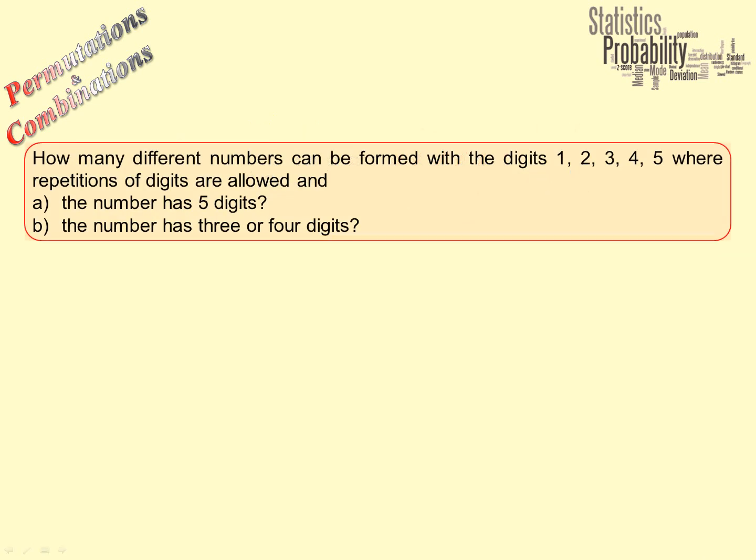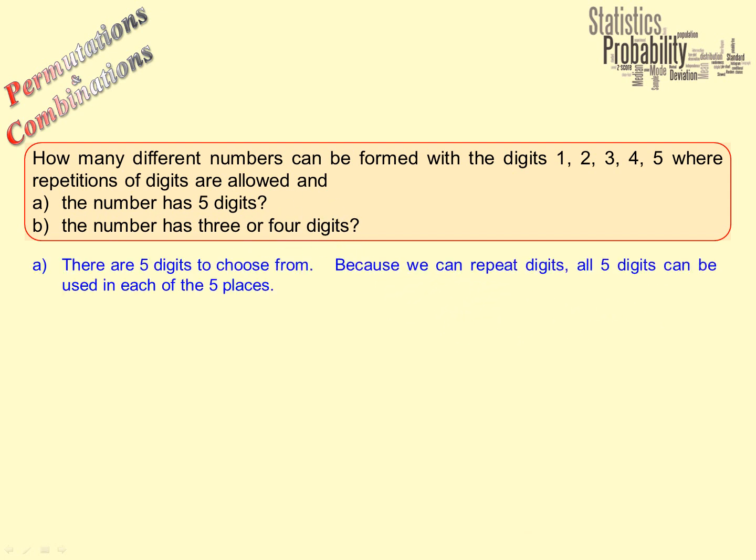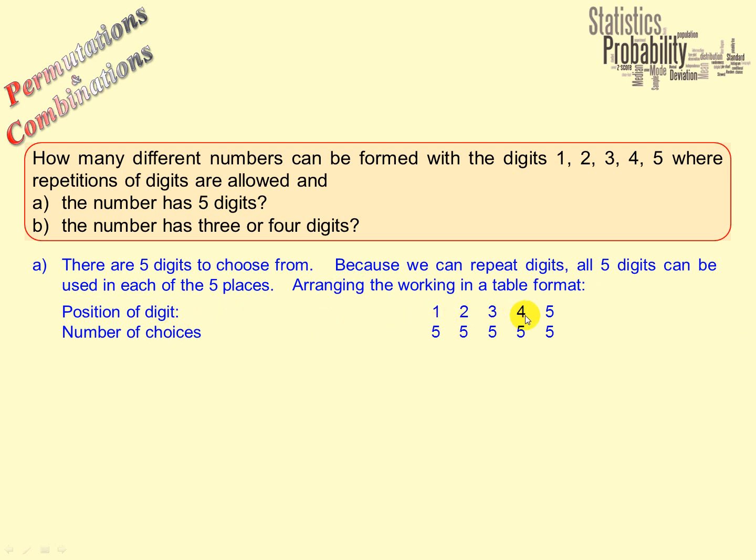So, how many different numbers can be formed with the digits 1, 2, 3, 4, 5, where the repetition of digits is allowed and the number has 5 digits? Well, 5 digits to choose from. We can repeat digits, so each time we have 5 options. Let's draw a table. Position of digits 1, 2, 3, 4, 5, and we have 5 choices for each. And by the counting principle, we multiply them, get our answer.